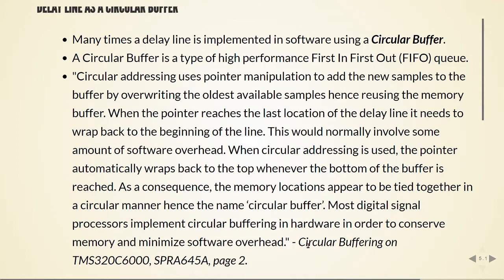When the pointer reaches the last location of the delay line, it needs to drop back to the beginning of the line. This would normally involve some amount of software overhead, and when circular addressing is used, the pointer automatically drops back to the top whenever the bottom of the buffer is reached. As a consequence, the memory locations appear to be tied together in a circular manner, hence the name circular buffer. Most digital signal processors implement circular buffering in hardware in order to conserve memory and minimize software overhead. For this example, we are not going to use circular buffer in hardware, but just the circular buffer in software.